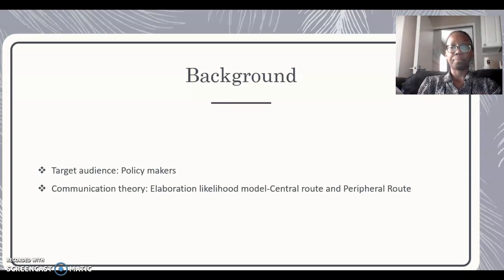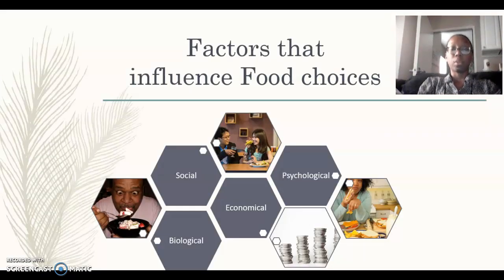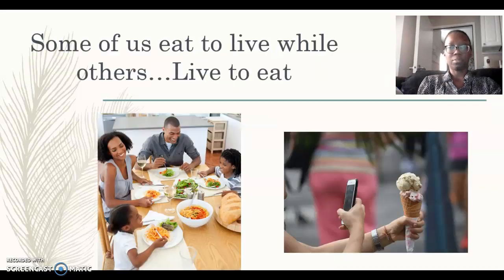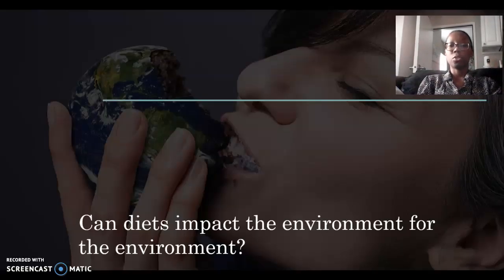So enjoy. First things first, we're going to begin with what are some of the factors that influence food choices. It's pretty much known that there are several reasons why we eat what we eat. There's the biological factor that drives us, which is hunger. There's social settings. There's economic. Those who are college students know that we're not trying to spend a whole heap of money on food at all. And then there's the psychological, the stress eating that is sometimes associated with being in college also. So some of us live to eat while others eat to live, and we're not going to get into that debate. What I want to introduce to you is how diets can impact the environment.